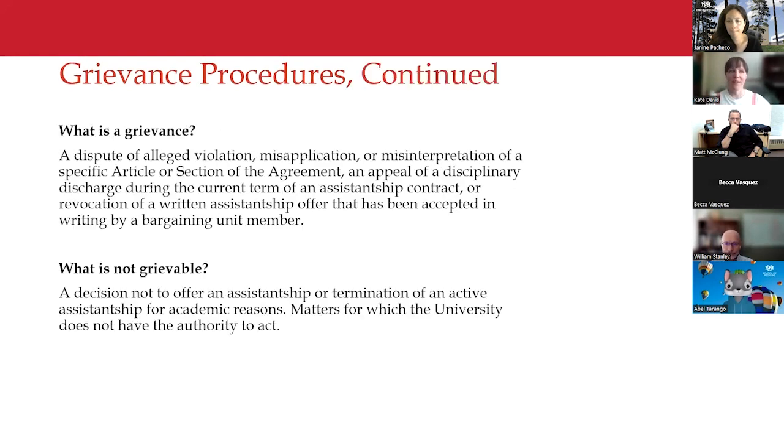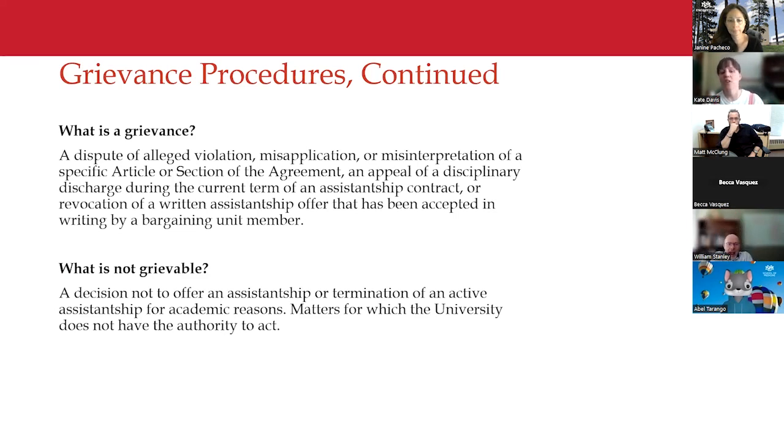So this can be kind of confusing. And like I said, we definitely want to talk about the informal level as being part of the process, but then there is a more formal process. So a grievance is a dispute or alleged violation, misappropriation, or misinterpretation of a specific article or section of the collective bargaining agreement, an appeal for discipline or discharge during the term of the contract, or a revocation of a written assistantship offer. So that's what a grievance is.